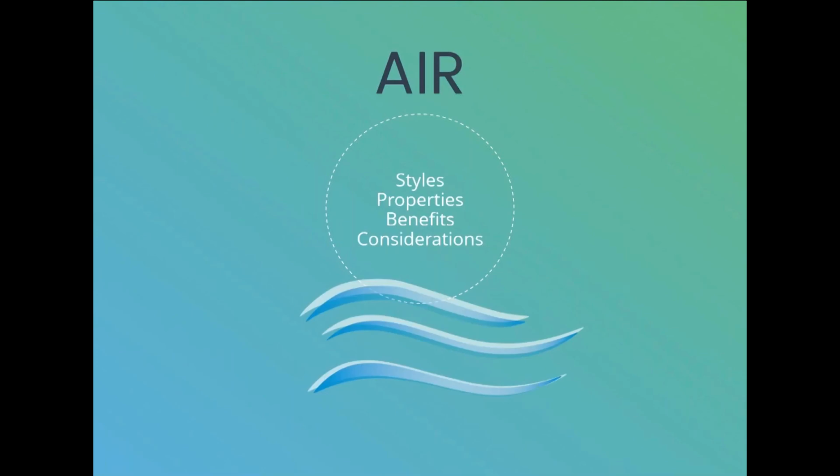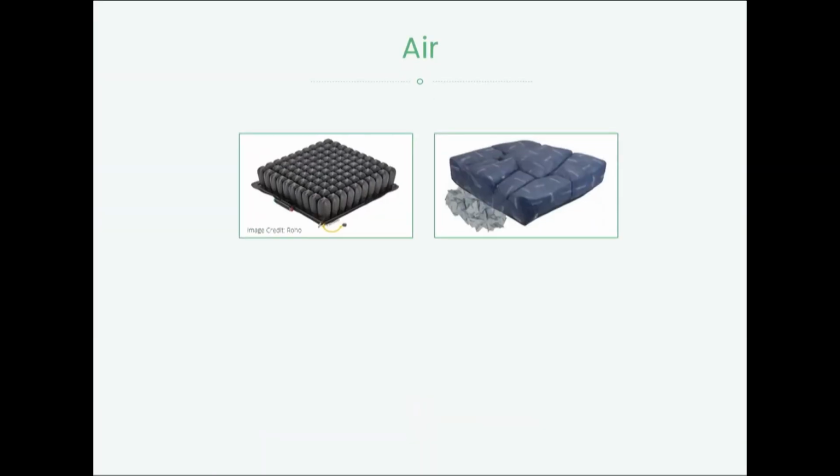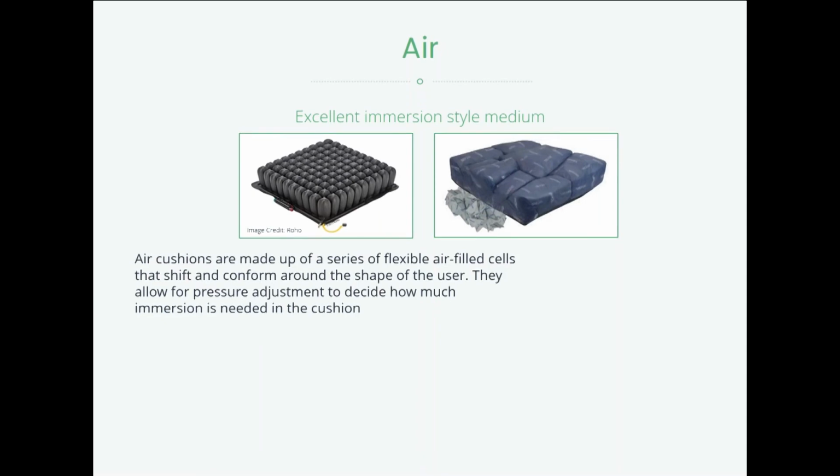Okay, the next medium to talk about is air. And we're going to look at the styles of air, properties, benefits, considerations as well. And so air cushions are excellent immersion style cushioning. Again, that cushion that sinks the body in, takes the shape of the individual, captures their abnormal curvature or normal curvature so that you can get a greater even pressure redistribution. And air cushions are made up of air cells. They're flexible air cells that shift and conform around the shape of the user to really immerse the person in and protect those bony prominences.